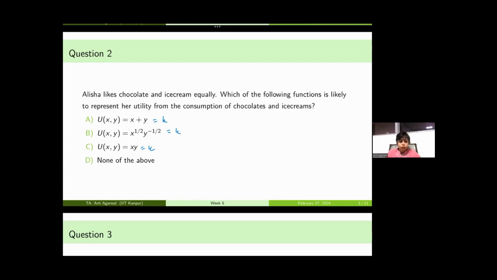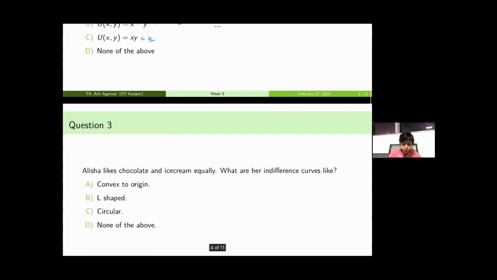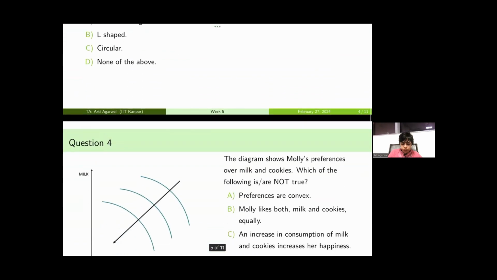So the last, not last, the C option, u equals xy, is not a case of perfect substitutes. At some point on that curve, you may find that the slope of the curve at that particular point is maybe -1, but it will not be true throughout the curve. So you have to keep that in mind. Okay, let's move on to question number 4.